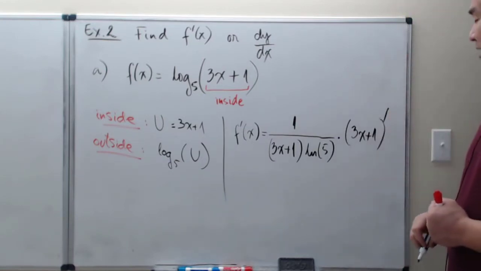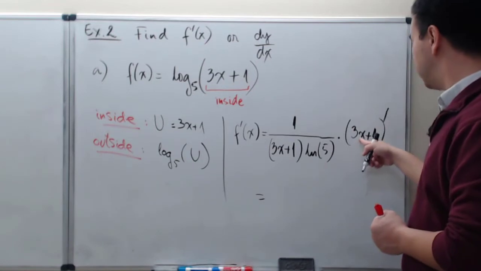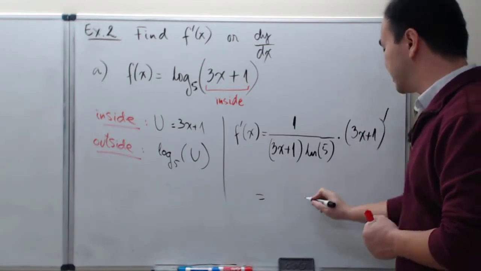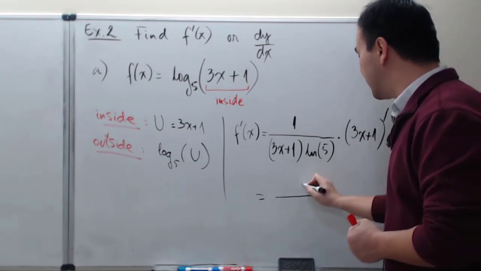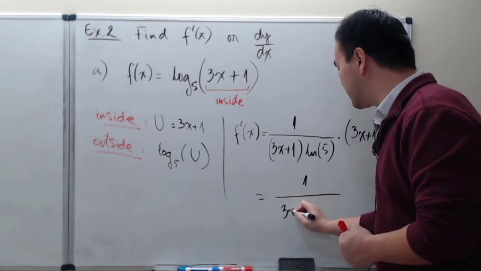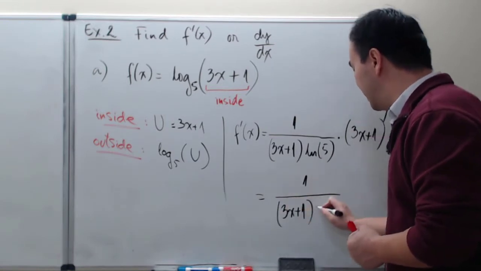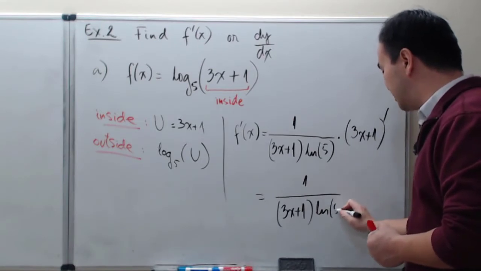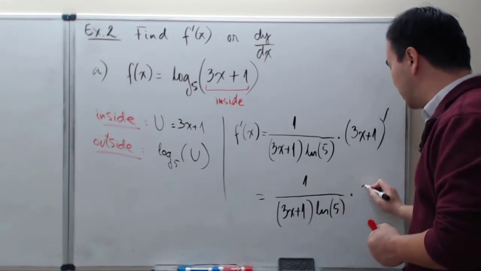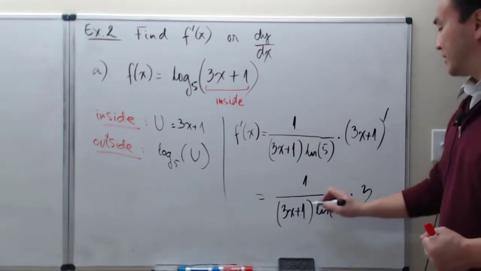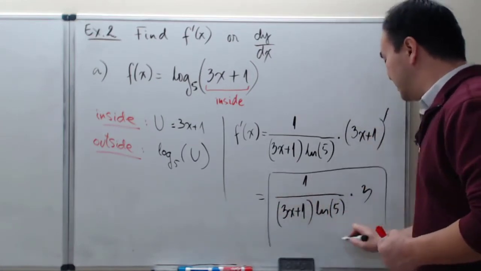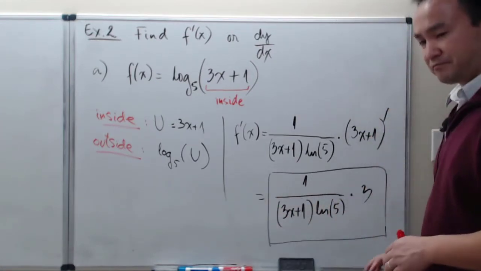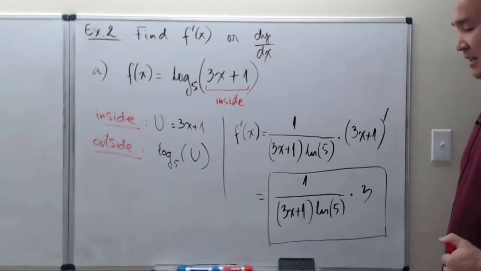Okay, and so now in my next step, 3x plus 1, taking the derivative is just simply 3. And so now what I'm looking at is a 1 over 3x plus 1 in the denominator. And together in the denominator, we have an extra natural log of 5, but now multiplied with 3. Okay, and so that's how we're done with this problem, straight out of the box, using the chain rule.